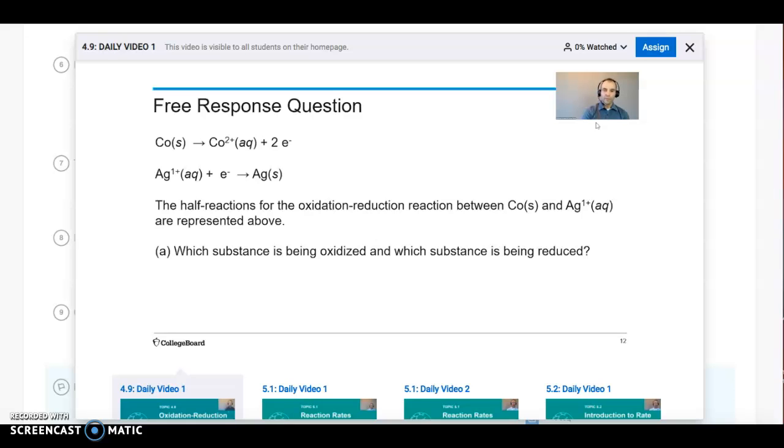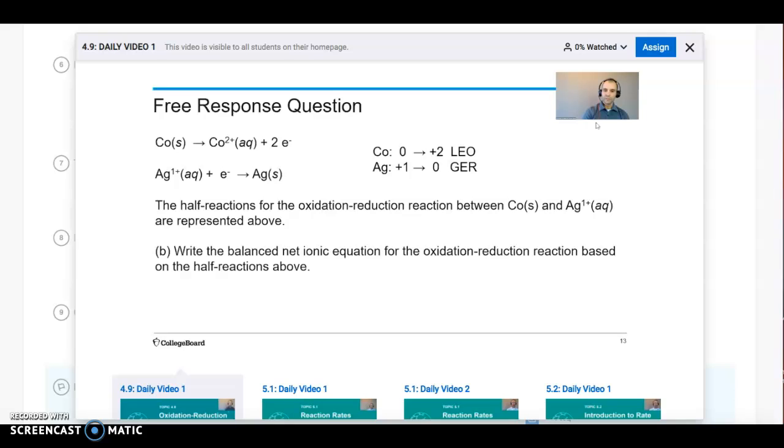In this reaction, we have half reactions for the oxidation reduction reaction between cobalt and silver plus. We want to find out which substance is being oxidized and which substance is being reduced. Again, we can see that cobalt is going from a 0 to a plus 2, it's being oxidized, and silver is going from a plus 1 to a 0, it's being reduced.